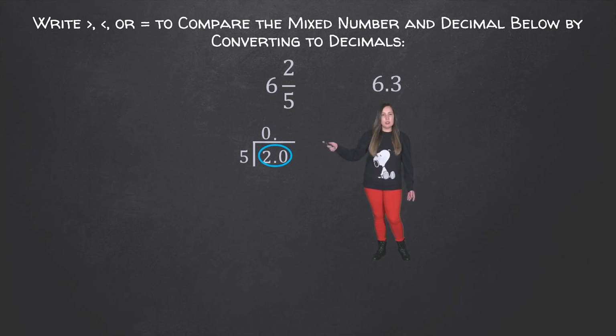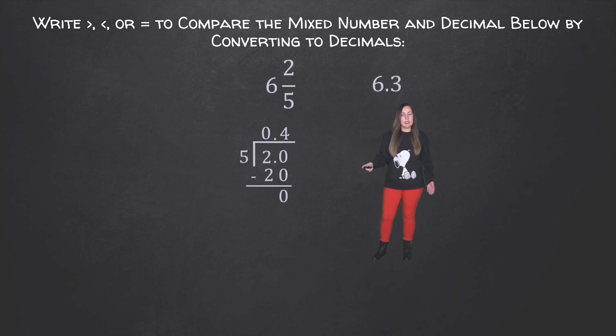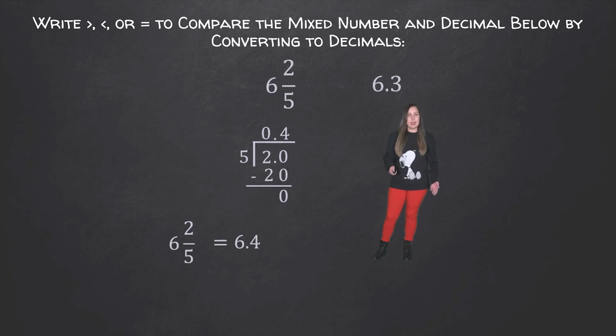Well, 5 goes into 20 4 times, and that's because 5 times 4 is equal to 20. So we're going to write that number down here, and then we're going to subtract these two values. 20 minus 20 is 0, so there's no remainder. That means that 2 over 5 is equal to 4/10. But here we have 6 and 2 over 5, which means that 6 and 2 over 5 is equal to 6 and 4/10.